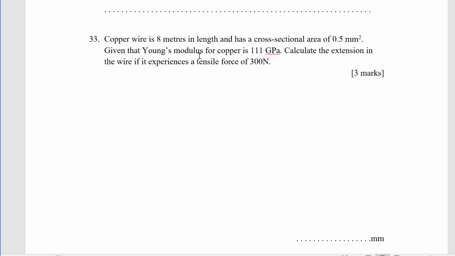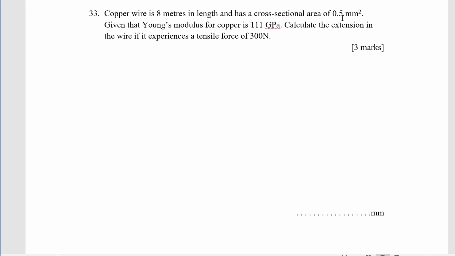Copper wire is 8 meters long, has a cross-sectional area, so note that they've given us area. Given that Young's modulus for copper is 111 gigapascals, calculate the extension of the wire if it experiences a tensile force of 300 newtons. Okay, so this is an E equals FL over EA question.